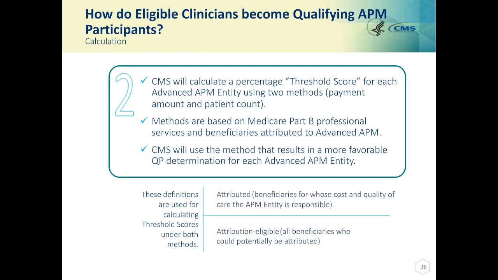So after we determine the attribution eligible patients, then we calculate a percentage, a threshold score, for your APM entity using two methods. The first method is based on Medicare Part B services and the beneficiaries attributed to the APM. And then after that evaluation, we'll use a method where we look at the QP's participation in other advanced alternative payment model entities. So basically we create a numerator and a denominator. The numerator is the attributed beneficiaries, and the denominator is the attribution eligible beneficiaries who could potentially be treated. So it's how many are attributed to the advanced alternative payment model entity, and then how many patients could be attributed to that provider. All right, next slide.